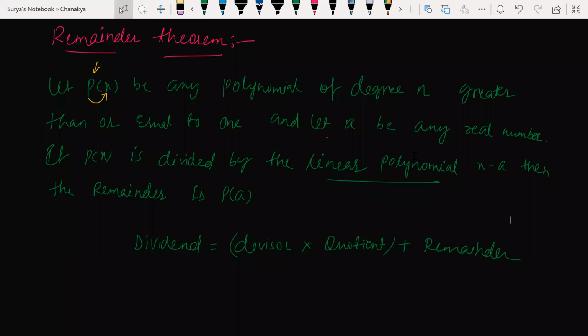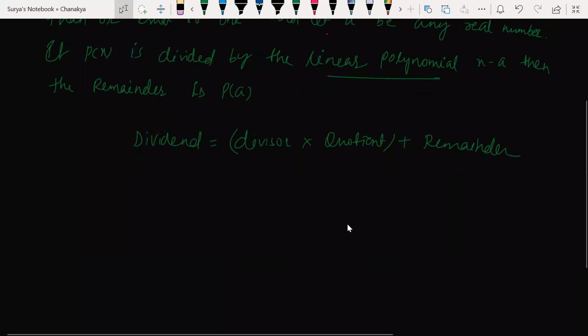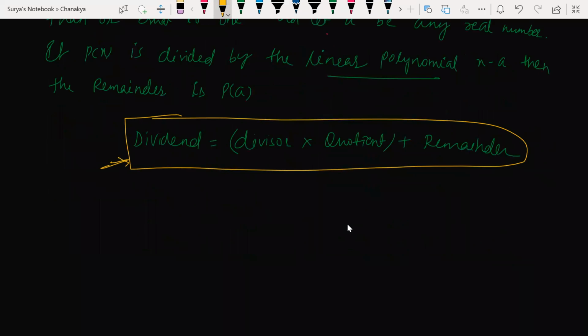Sir, this last formula, I learned this in second grade. It's a very old thing, but everywhere you use it, till your 12th standard, you use this only. That is why they kept it in your childhood. Very important. Okay, what is the remainder theorem?